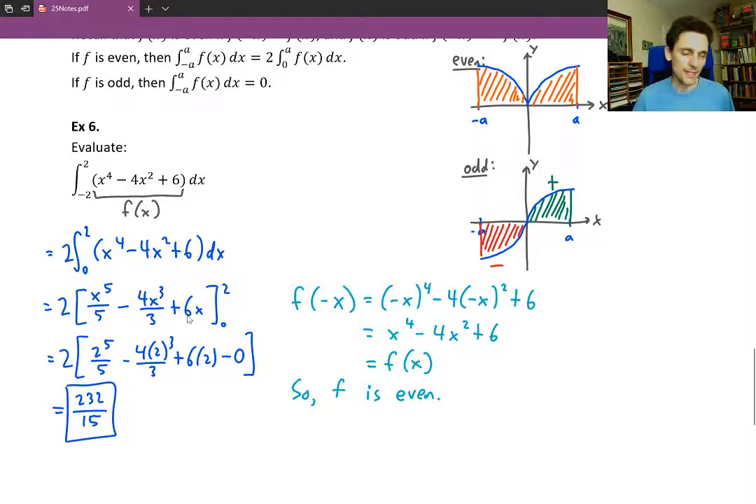Okay, so it doesn't really save you a whole lot of time, but at least it saves you from having to plug in a negative 2. Notice that when we plugged in the 0, we just said 0, 0, 0. That was a lot easier than plugging in negative 2, right? So that can help you out, make your integrals a little bit simpler to evaluate.